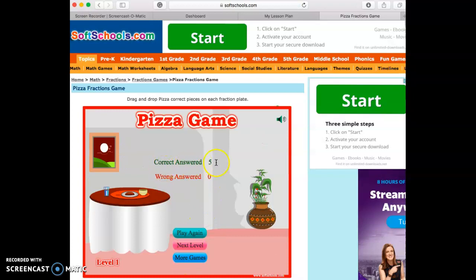It gives us the total amount of correct answers here, and then the total amount of wrong answered questions here. Thankfully, we had 5 correct answers and 0 wrong answers. Unfortunately, I don't think the game goes back and reviews questions, so this is something that the teacher would have to do. If I noticed a student had a few wrong answers, I would go back and go over it with them. And then I would also take the time to review the lesson with them before they moved on to the next level or reviewing the game again.